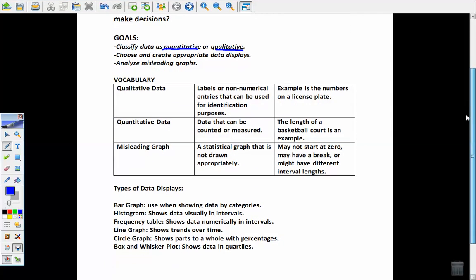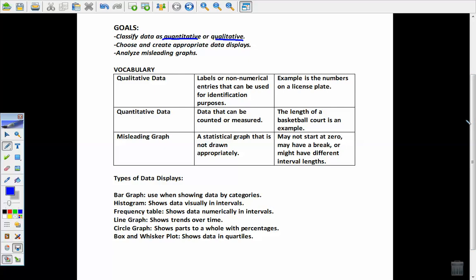First vocab word right here, qualitative data. I have a volunteer that would read my definition for qualitative data. Who wants this one right here? Qualitative data is our first vocab word. We need to make sure we understand. John, you want it? Thank you.